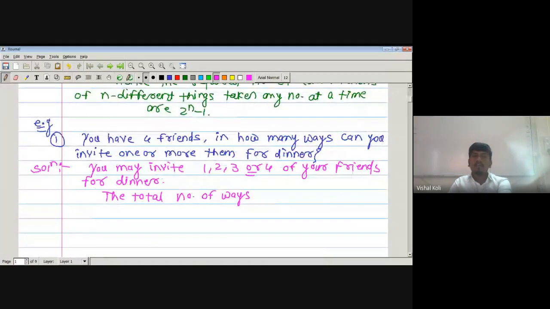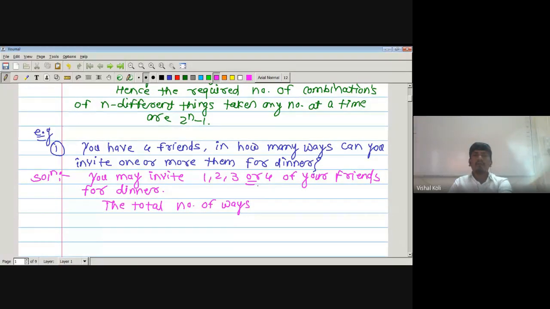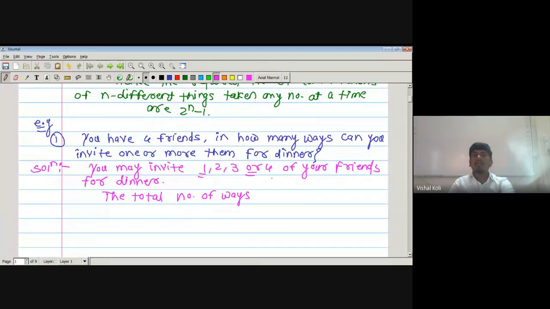And here we have to find out the number of ways in which you can invite one or more of 4 friends to dinner. You may invite 1, 2, 3 or 4 of your friends. Either we can invite only one friend, or 2 or 3, or all of them. So the total number of ways will be equal to 2 raised to 4.